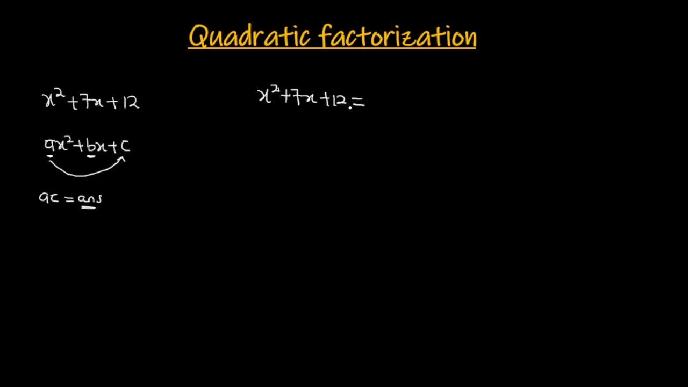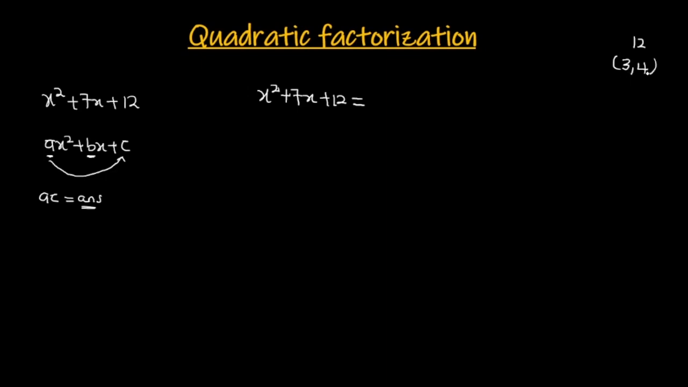So this is equal to, now the first thing we do is, the coefficient of the x squared term here is 1, multiplied by 12 is 12. So we have 12. You write that somewhere. Now which two numbers will you multiply to get 12, but if you add or subtract them, you get 7? So if you think really well, you realize that 3 and 4 will do that.